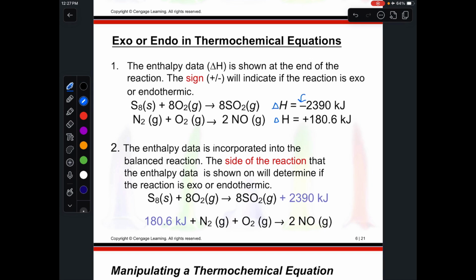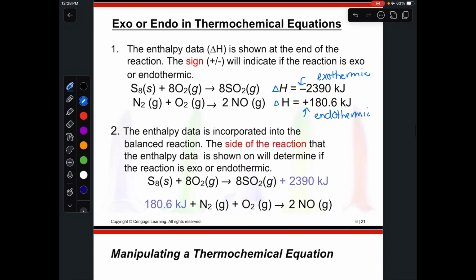So when you have a negative delta H value, which you can see here, this means this whole reaction shown is exothermic. Remember, exothermic means heat is released. The products have less heat or energy than the reactants. And when you have a positive, or just something that has no sign in front of it, an assumed positive, that is endothermic, meaning heat is absorbed as the reaction proceeds.